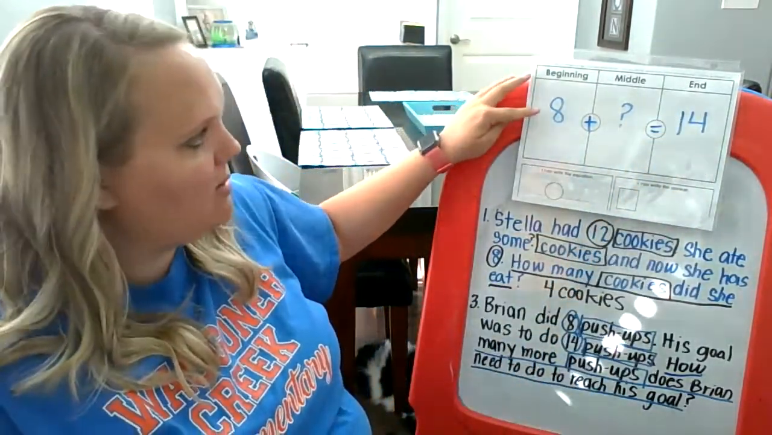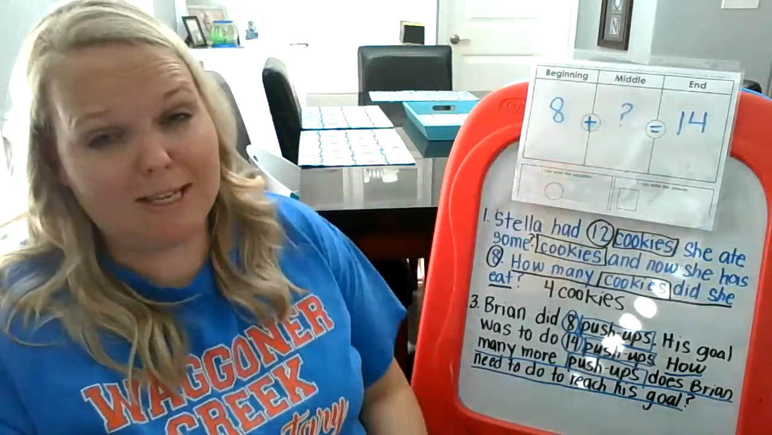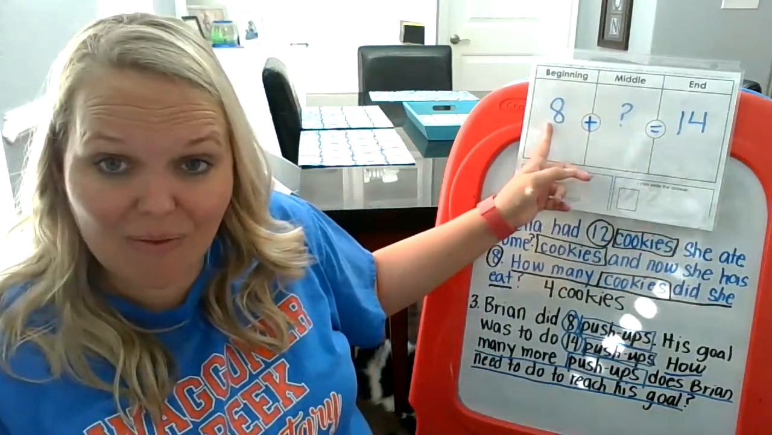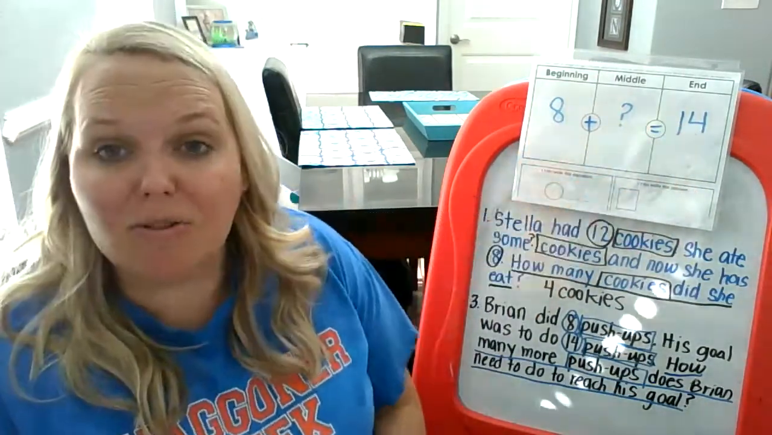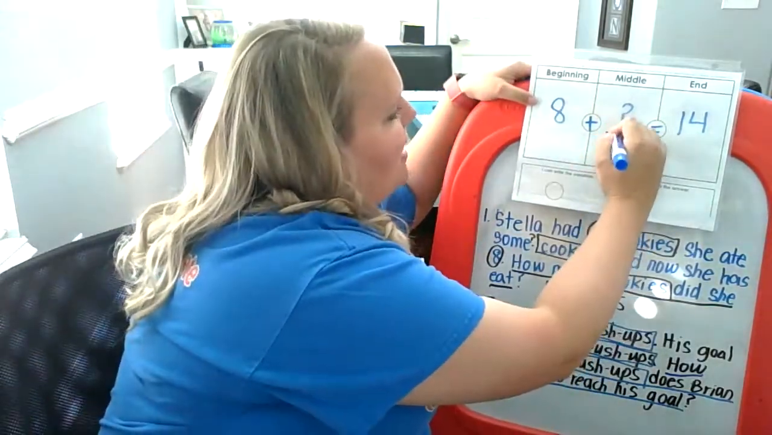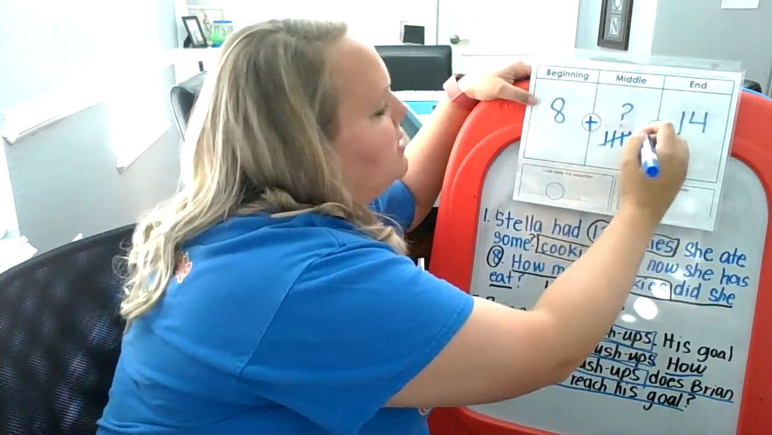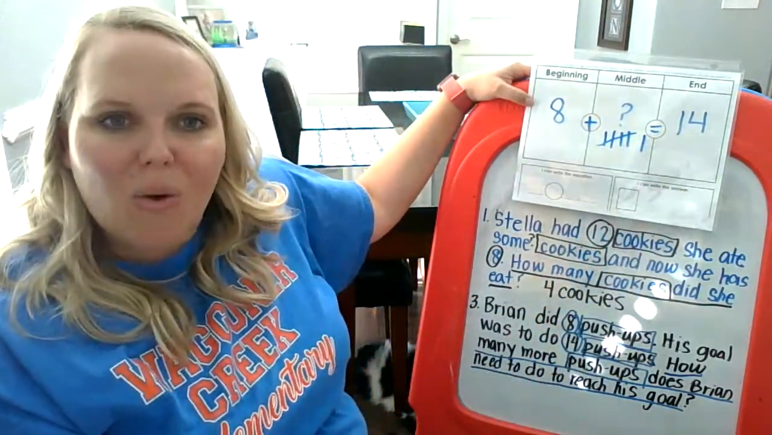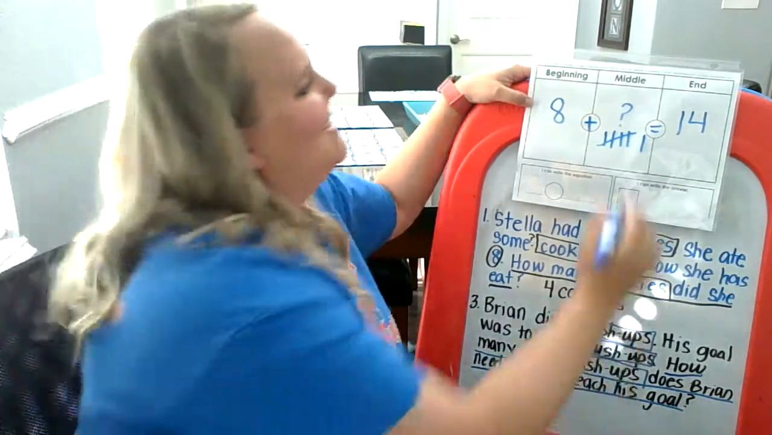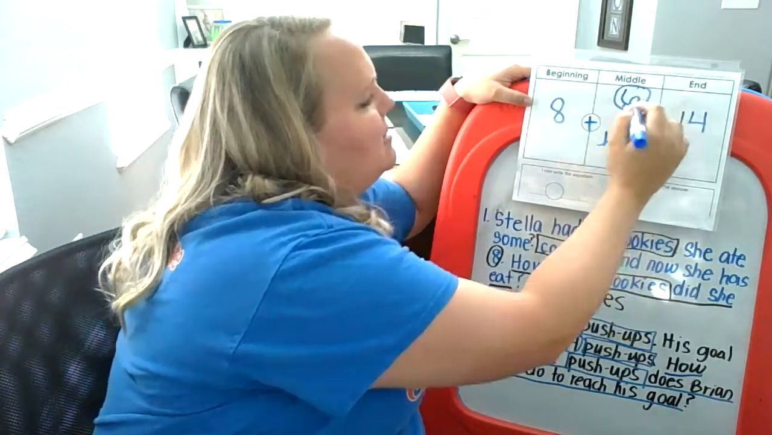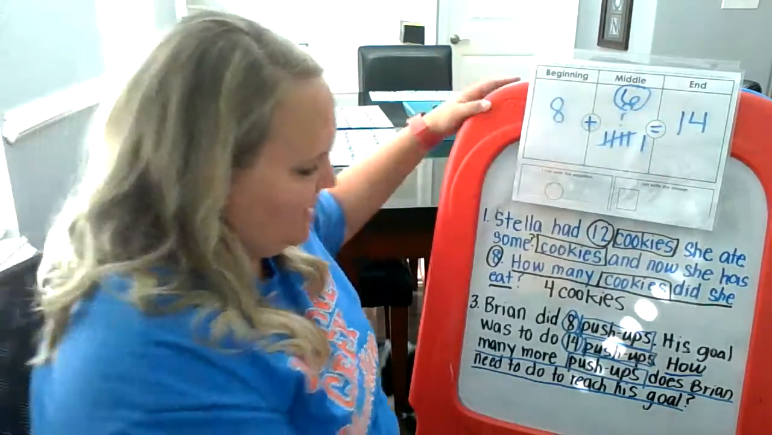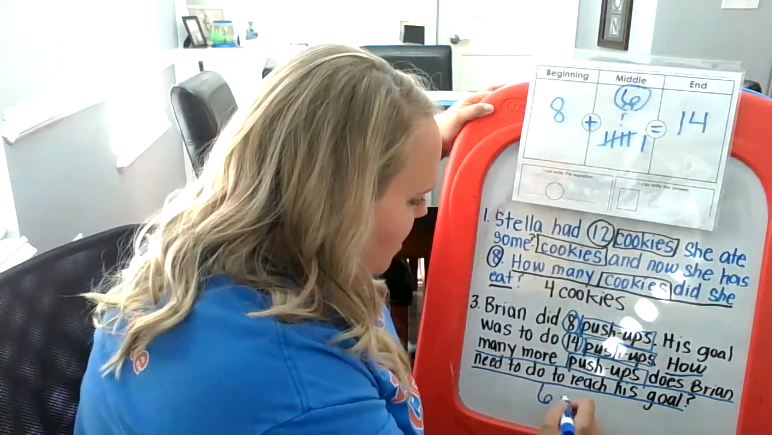All right, so let's solve this. 8 plus what equals 14? There's several different ways you can do this. You can take 14 and subtract 8 from it, or you can start at 8 and count up to 14 to get your answer, which is what I'm going to do. 8, 9, 10, 11, 12, 13, 14. So how many tally marks do I have in that blank? 6. So if Brian did 6 more push-ups, then he would have 14 because 8 plus 6 equals 14. So I'm going to write my answer as 6 push-ups.